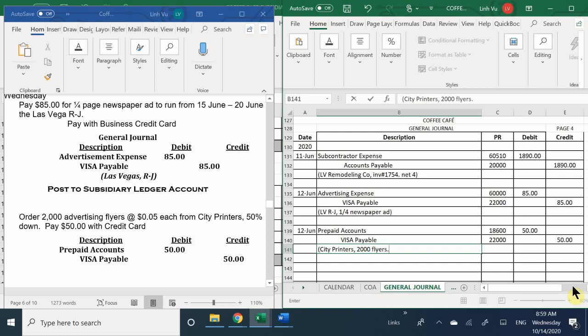And we also have to indicate that we made a 50% down payment.